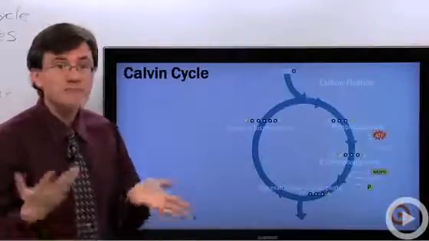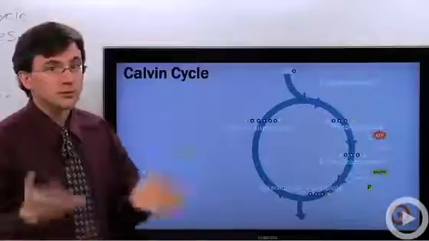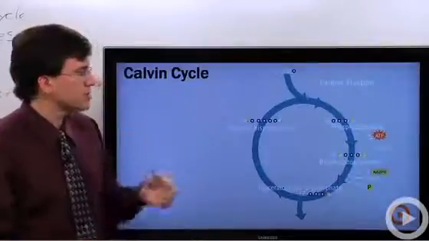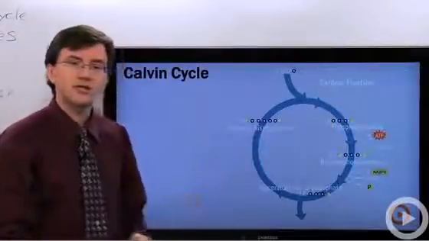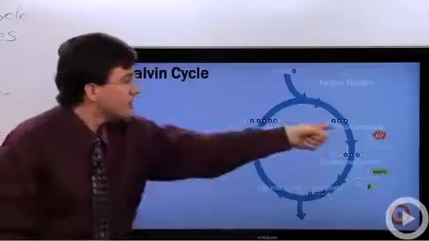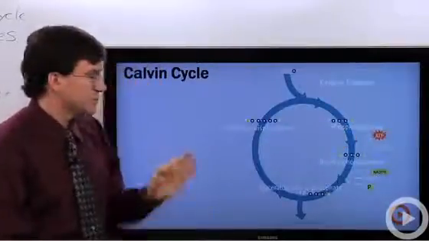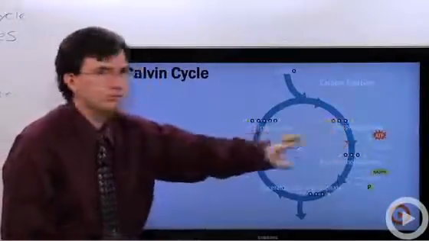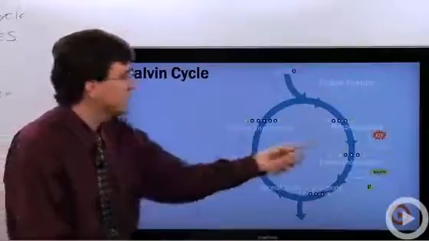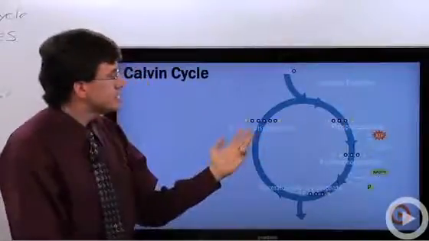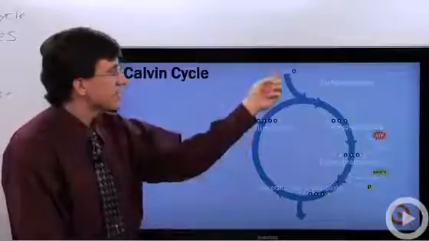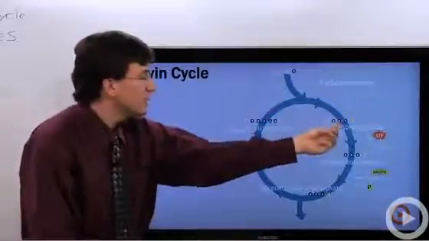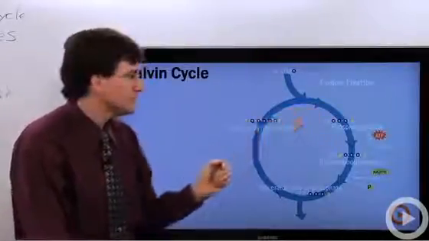Because it falls apart immediately. It's unstable. So luckily, we don't have to remember its name. It breaks apart into a pair of these phosphoglycerate molecules here. I'm used to calling it phosphoglyceric acid. Now, for every 6 ribulose bisphosphates that I add 6 carbon dioxides to, that would give me 12 phosphoglycerates.